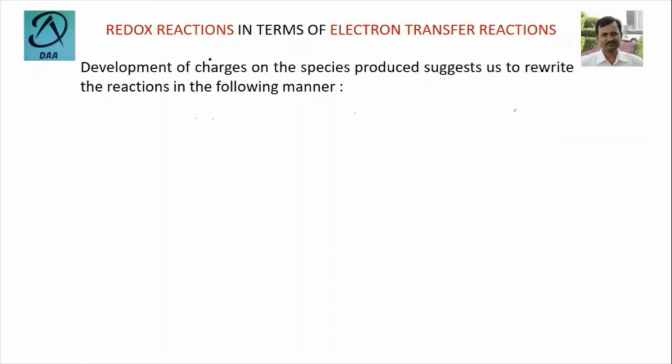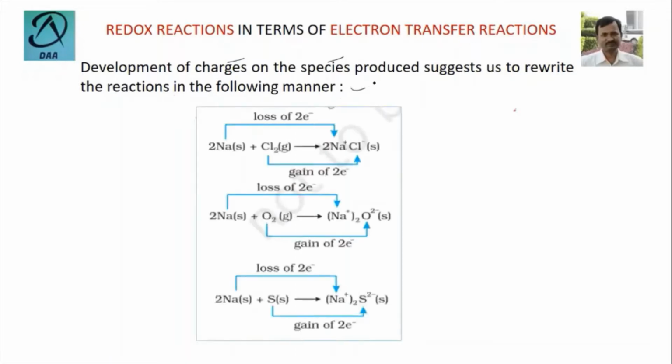Now we have seen the charge of each element. The development of charge on the species produced suggests that we rewrite the reaction in the following manner. The same reaction, 2Na plus Cl2 will form 2NaCl. Now in ionic form, the product is Na+ Cl-. So now we can see that 2Na, that means 2 atoms of sodium, will lose a total of 2 electrons to form 2Na+.